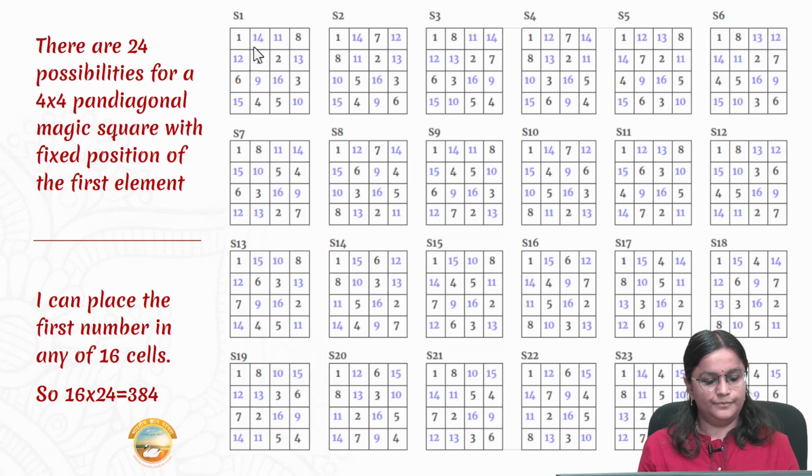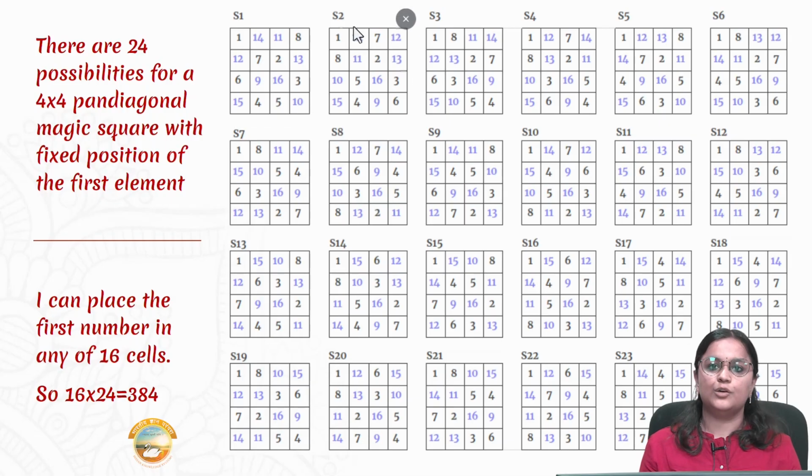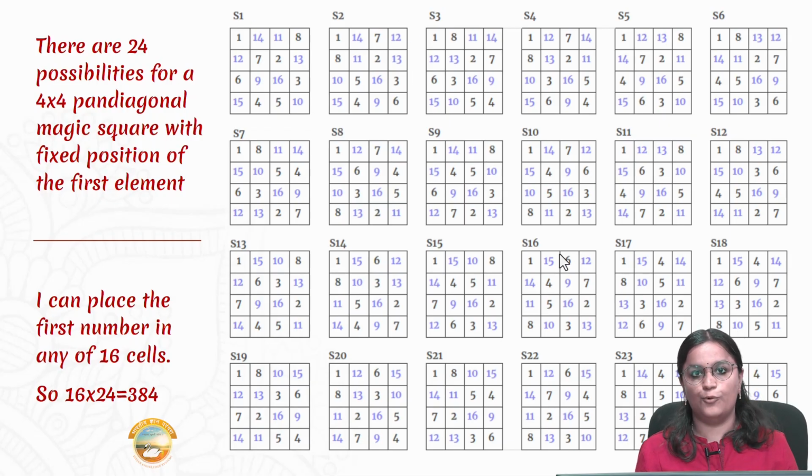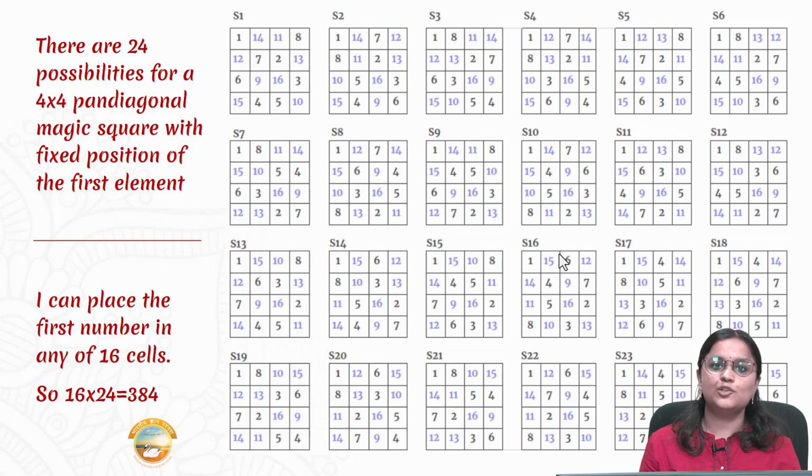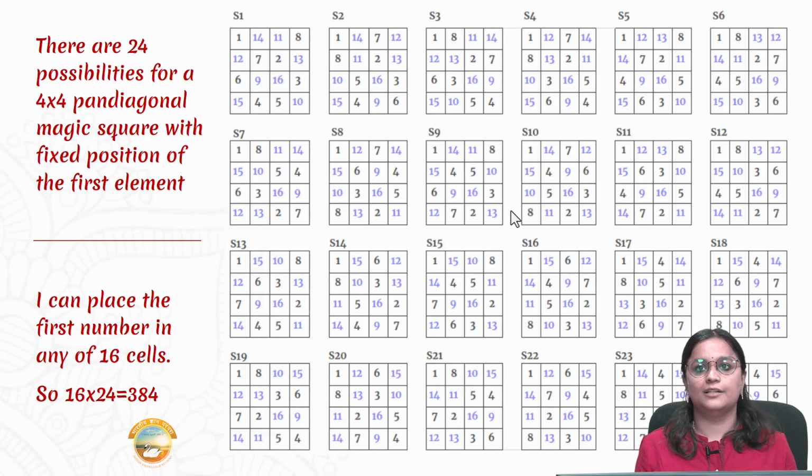a particular place. But at the same time, we can place this first number in any of the 16 cells. We don't necessarily need to keep it in this particular place, in which case the number of possibilities becomes 16 into 24, which is 384. This clearly shows the genius of the algorithmic method which has been given by Narayana Pandita in his text. I am confident to say that this particular method does not have a parallel in other currently existing mathematical traditions.